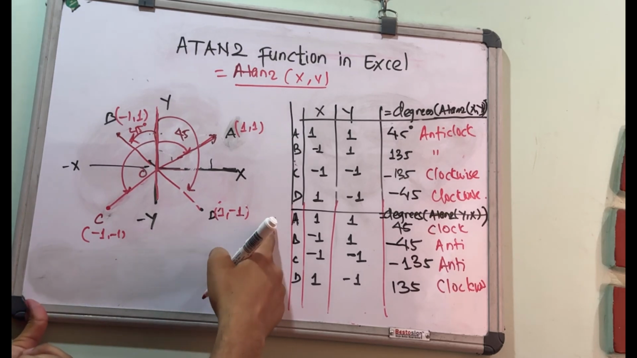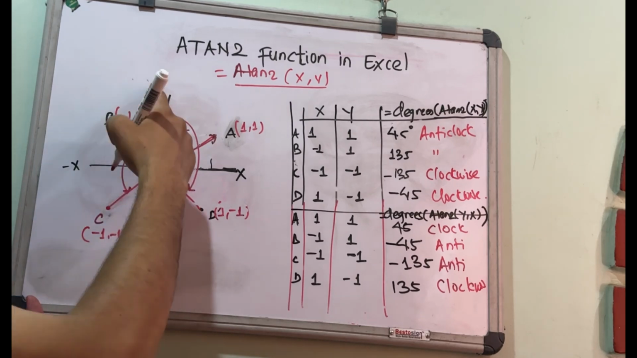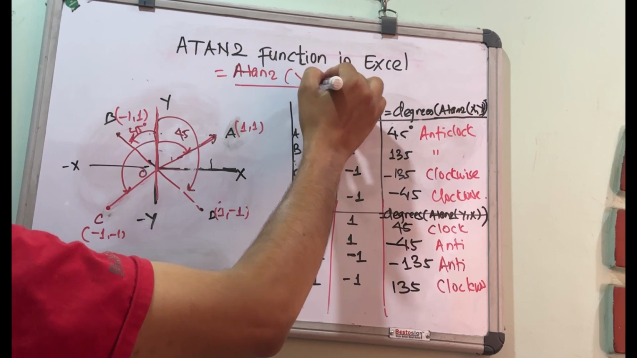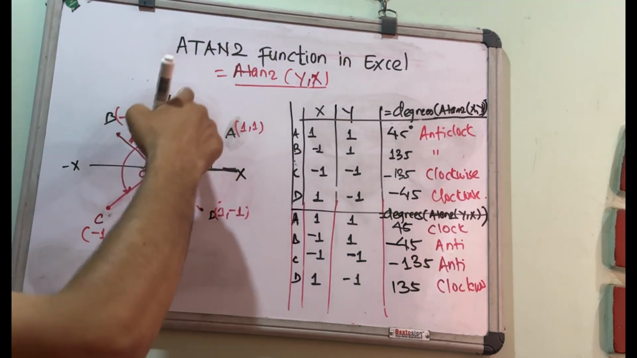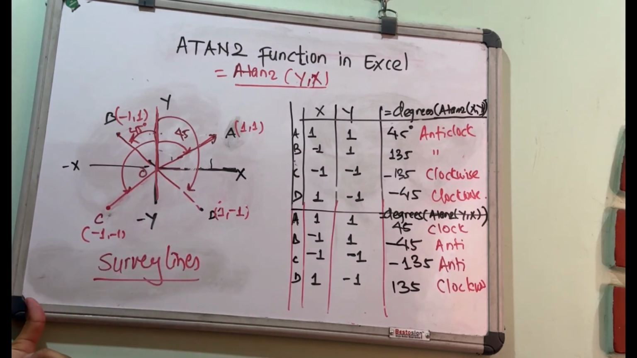So for correctly handling the function using ATAN2, to know which quadrant the bearing is in, you have to use the function ATAN2(y, x). This is the correct syntax if you are dealing with survey lines. You can just see the difference here.